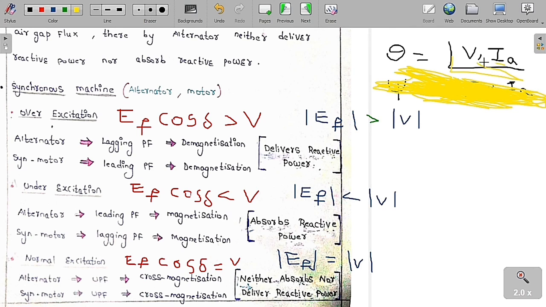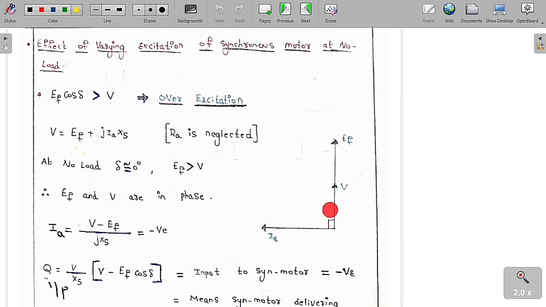If IA leads V, it is called the leading power factor. If IA lags V, it is called lagging power factor. If IA is in phase with respect to V, it is called a unity power factor. As you can see clearly in this case also, here at the over excitation of synchronous motor, as I already told you, we have defined the power factor with respect to theta. Theta is the angle between the V and IA. So you can see clearly the current IA is leading the V. So it is called a leading power factor.